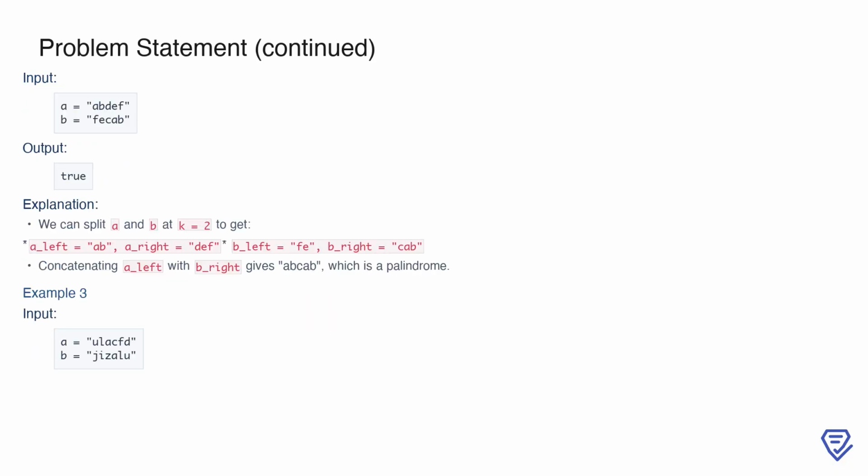Now consider another example where A equals abdef and B equals fecab. Here, we can split both strings at k equals 2. This means A_left will be ab and A_right will be def, while B_left will be fe and B_right will be cab. Concatenating A_left with B_right produces the string abcab. If you check this string, it matches when read forward and backward, making it a palindrome. Therefore, the output in this case is also true. This example highlights how the choice of k plays a critical role in creating a palindrome, and it illustrates that the operation can work even with longer strings.